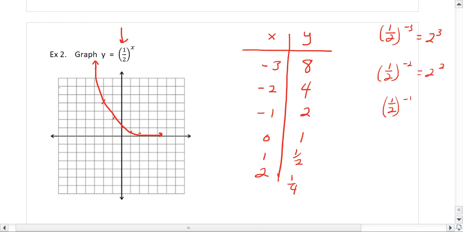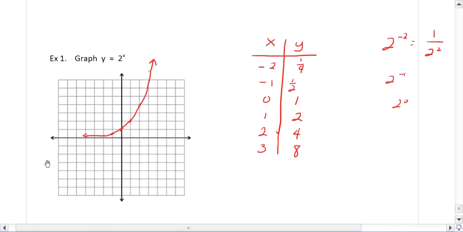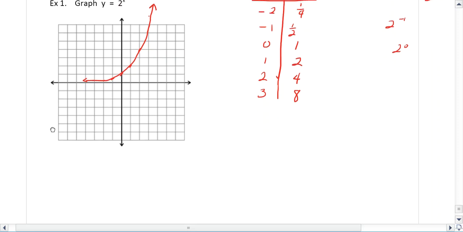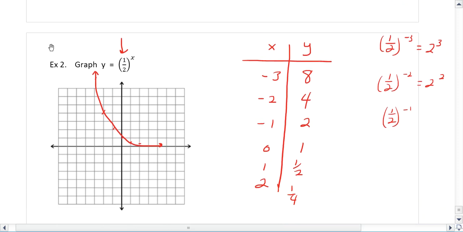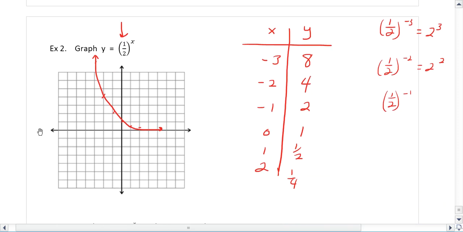And so if we compare that to example 1 here, where our growth was 2, so again, they're both positive, but when the growth was 2, it's increasing. When the growth is 1/2, it's decreasing. So I want you to take a note of that. The growth in exponentials is never negative. However, it can be decreasing if the growth is a fraction.